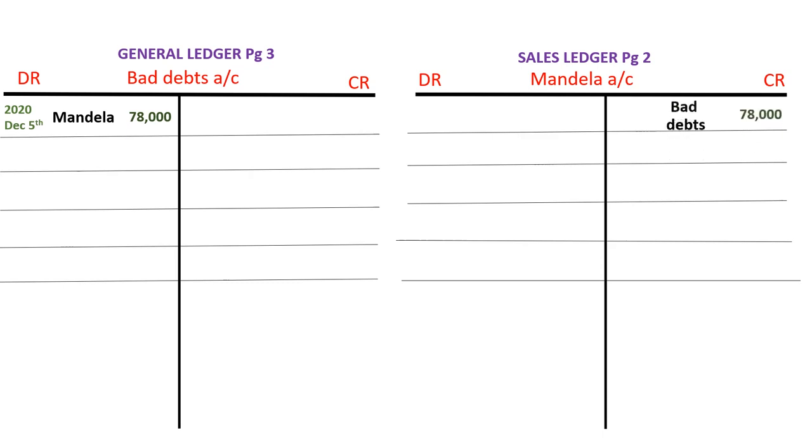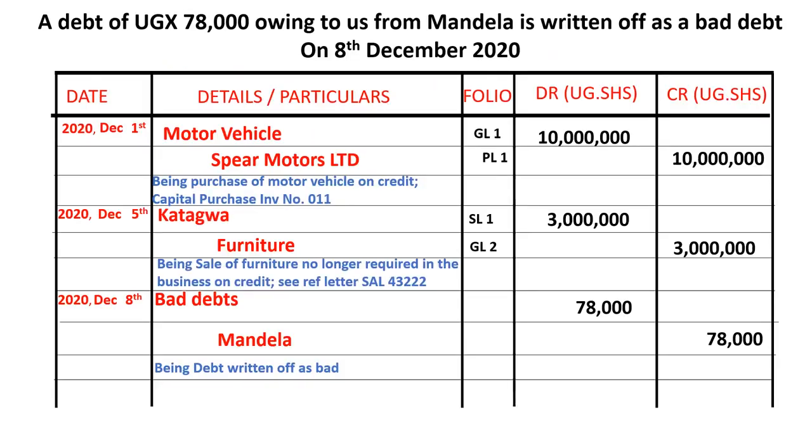The other item affected is bad debts. This took place on December 8th. We know bad debts, as you can see on your screen, is on page 3 of the general ledger. The Mandela account is on page 2 of the sales ledger. So we shall come back to the general journal and we shall do the referencing, or we shall post in the folio column by putting GL3, meaning that the bad debts account is found in the general ledger on page 3 and the Mandela account is found in the sales ledger on page 2.